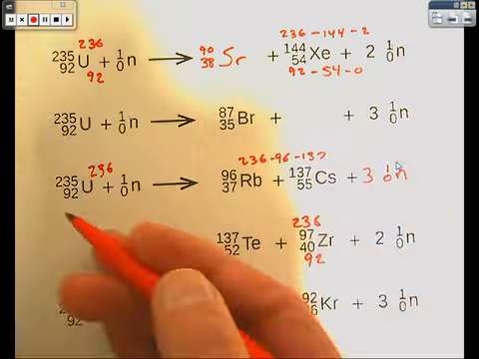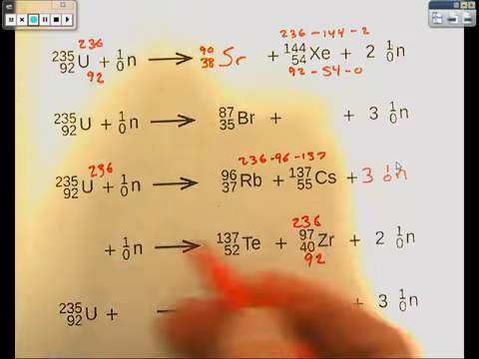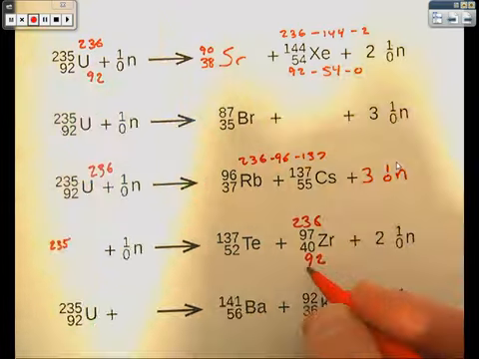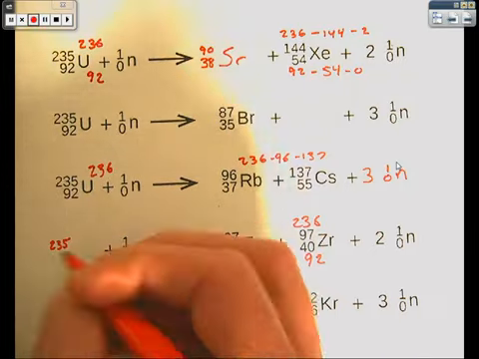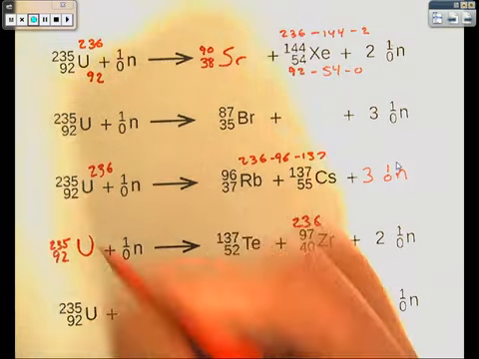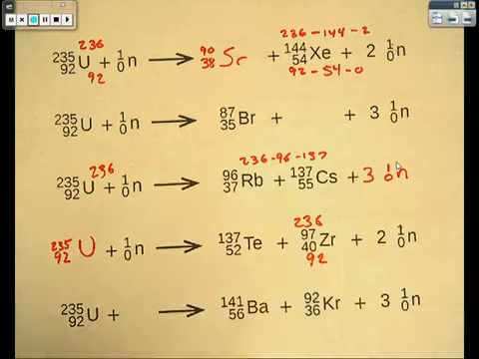And subtract out as we go the other way. So 236 minus 1, 235. 92 minus 0, 92. Look up 92 on the periodic table. That's uranium. Those are the fission equations.